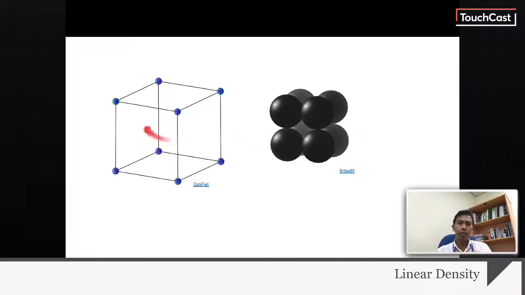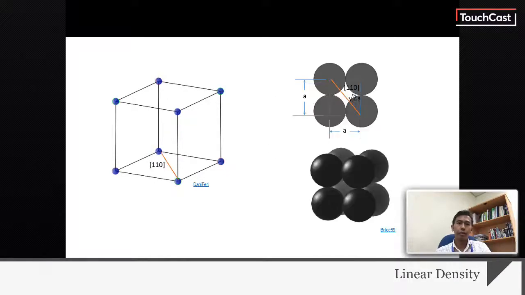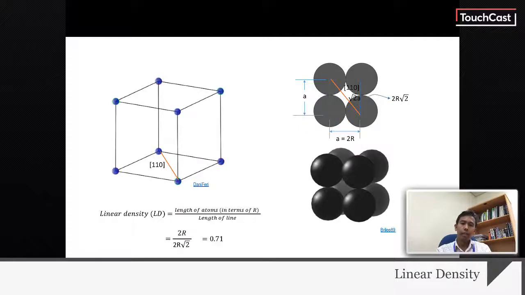Look at this simple cubic unit cell. The length of the 100 direction is set to a, or set to 2R in terms of atomic radius. There are two atomic radii along the 100 direction. The linear density is defined as LD, the length of atom in terms of R, divided by the length of the line. The length for the 110 direction in the simple cubic unit cell is 0.71.